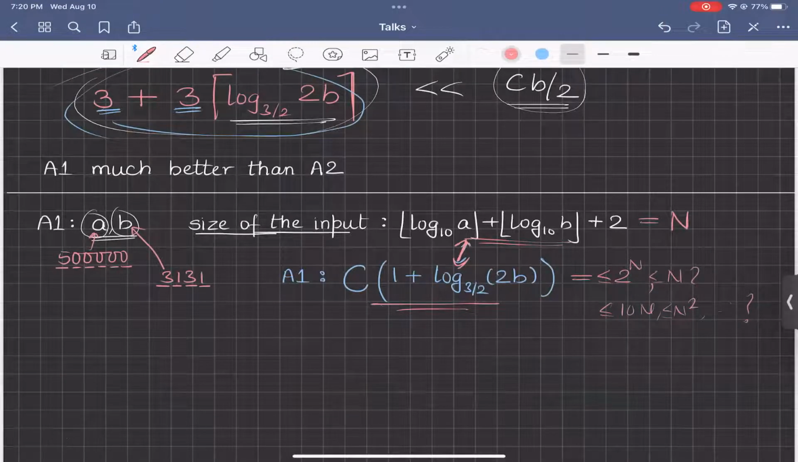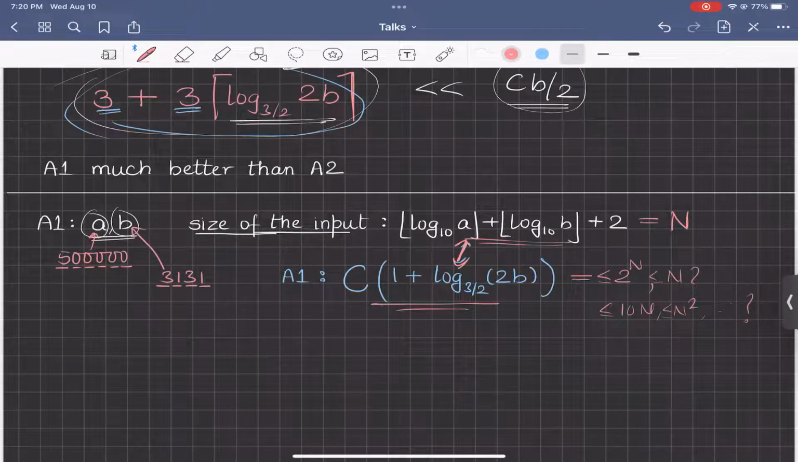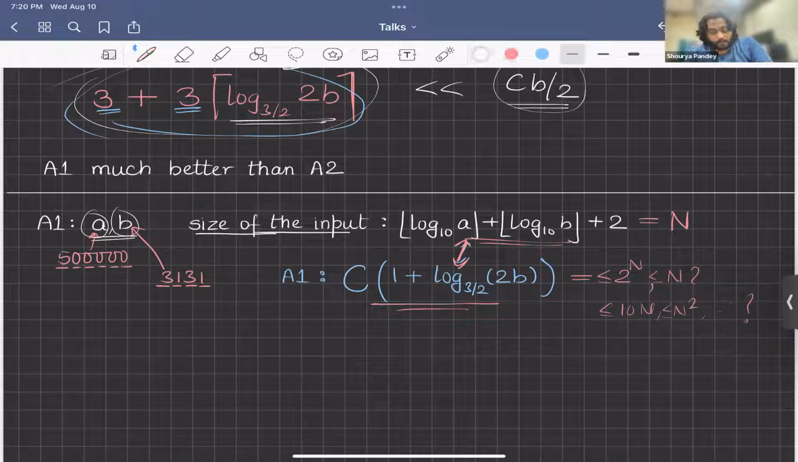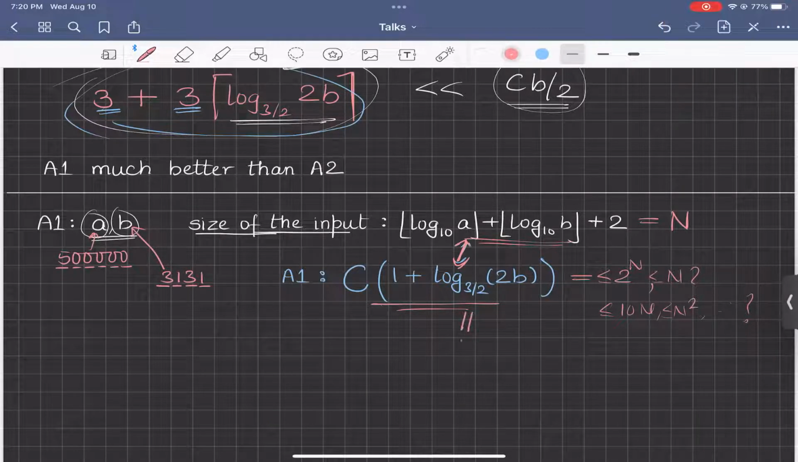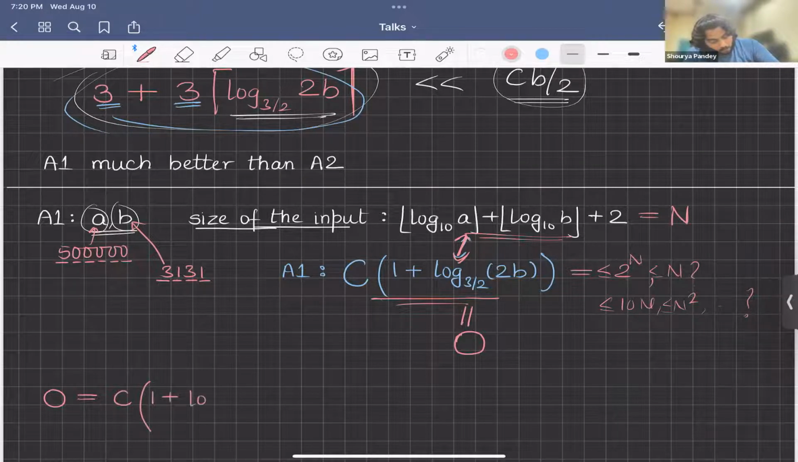It's some constant times this. Why? Because log 10 is log 3 by 2 by log 10 times C. Exactly. So let me call this O, then what is O? O is C times 1 plus log. Let me separate out 3 by 2 and 2. Log base 3 by 2 of 2 is at most 2, definitely. So this is at most this much plus log 3 by 2b. But what is log 3 by 2b? It's log 10b over log 10 of 3 by 2.